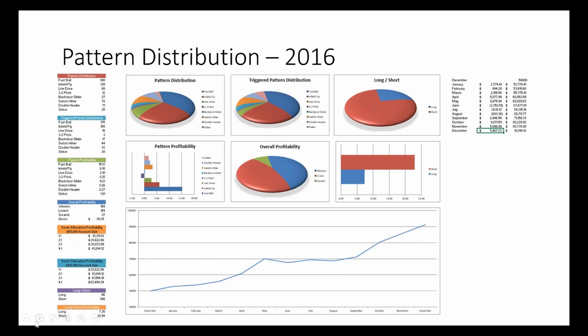Then you scoot over one chart, triggered pattern distribution. What the triggered pattern distribution tells you is that fastball was the one that was found most frequently. Well, how many times did fastball trigger compared to the other trades? And I just want to make sure here that my triggered pattern distribution looks a lot like my located pattern distribution. That way I know I'm not cherry picking trades. I'm not going out looking for fastball just because it happens to be what I like to trade.